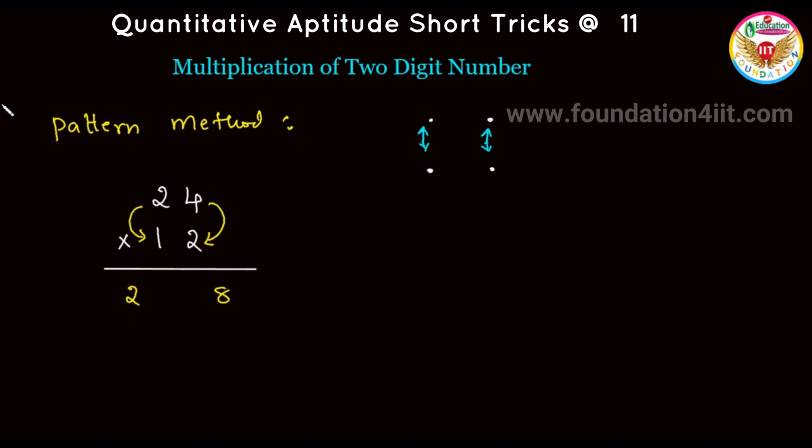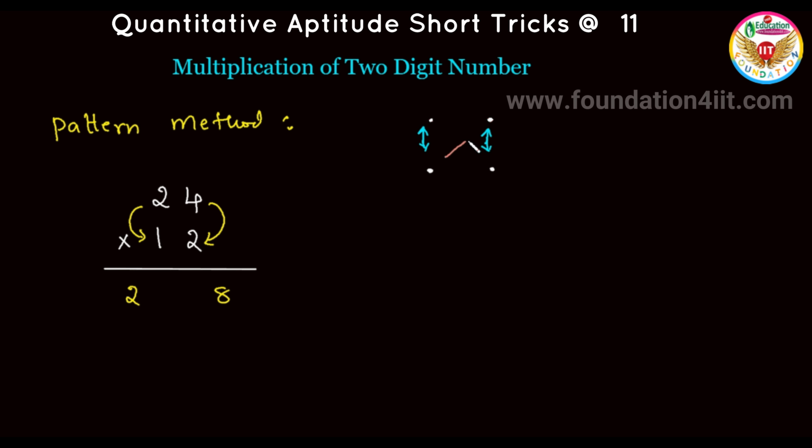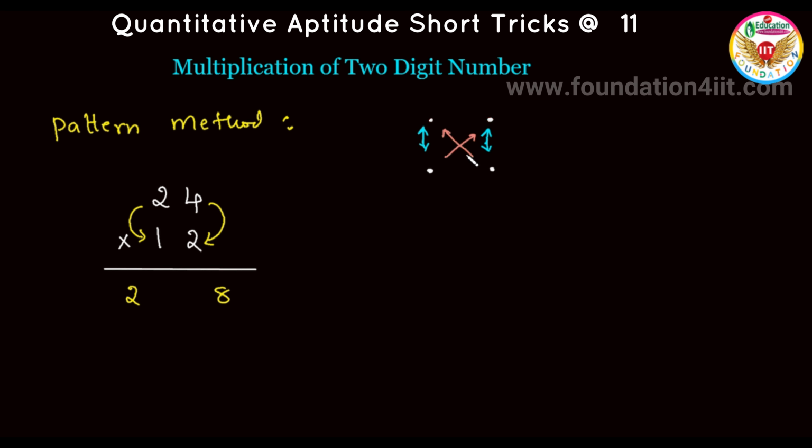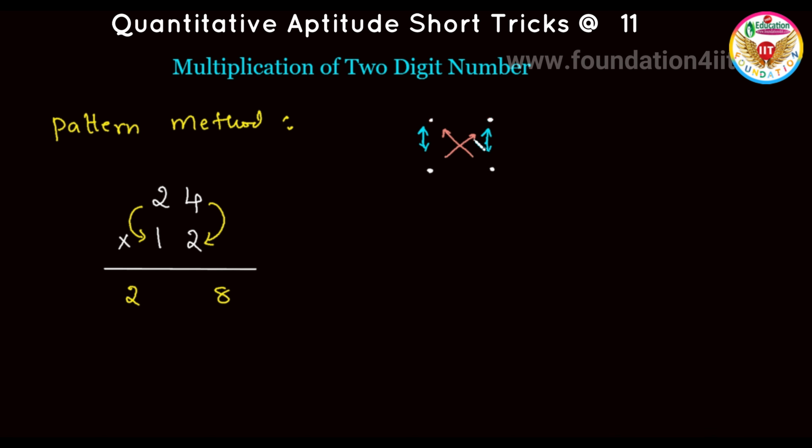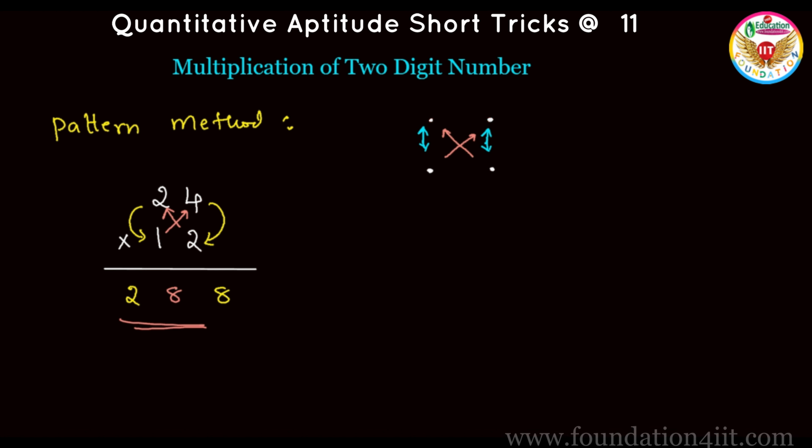Then next, the middle. The middle pattern is we need to multiply crosswise: first number's first digit with the last number's last digit, multiply and add with the other two. If you observe this example, 2 into 2 is 4, plus 1 into 4 is 4. So 4 plus 4 is 8. We got single-digit numbers, so 288 is the answer. Let me take one more example.